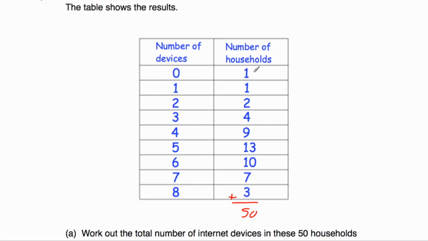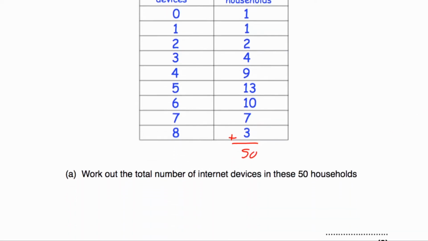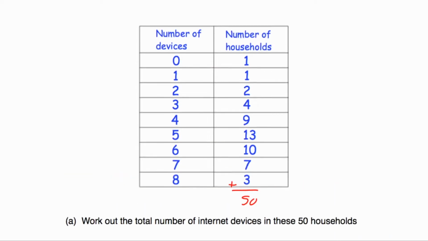And we're told in one household, there's no internet devices at all. In one household, there's one internet device. In 2 households, there's 2 in each of them, so that'd be 4 altogether. In 4 households, there's 3 internet devices, and so on. And the question says, work out the total number of internet devices in each of these 50 households.